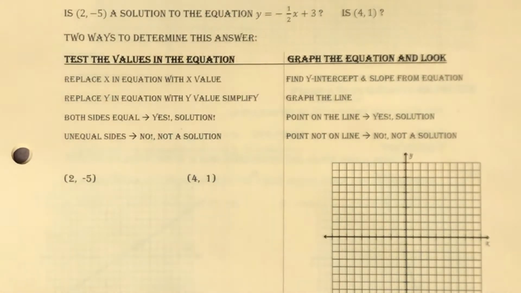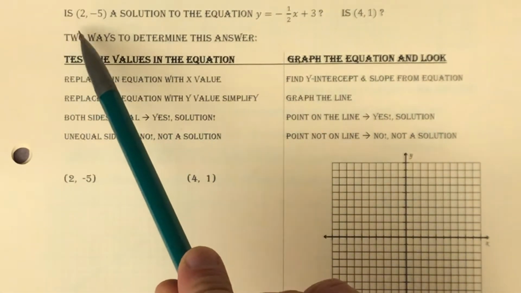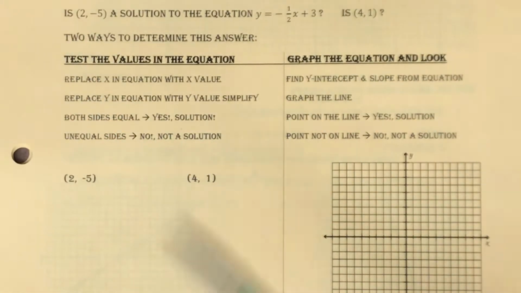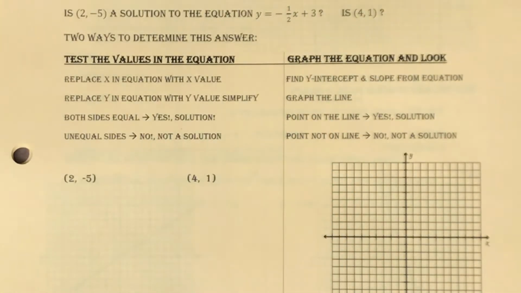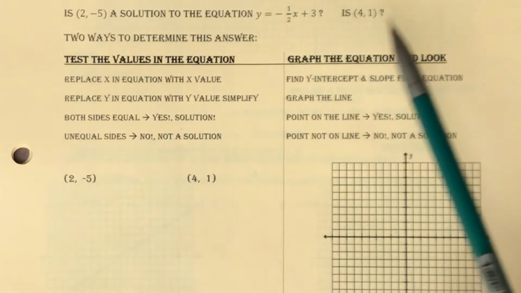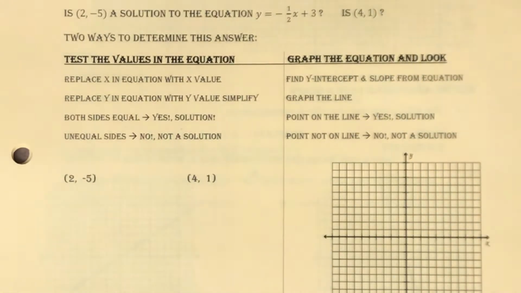So in this section, they've asked us, is the point (2, -5) a solution to the equation y equals -1/2 x plus 3? They've also asked us if the point (4, 1) will be a solution. There are really two ways to go about determining this, and we're going to show you both ways, and then recognize which one's quicker and easier. Let's start with the first method, which is to actually test the values in the equation.